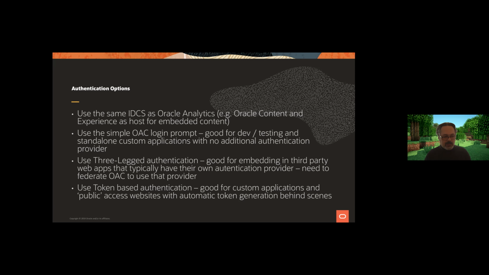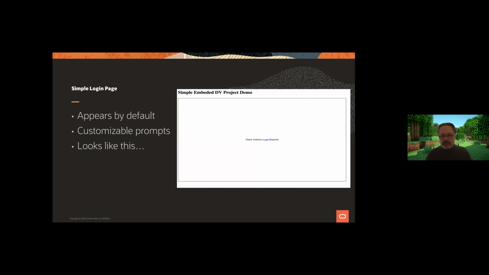All right, so how do these things look? The simple login page appears by default. Like I said, it's useful if you're doing demos or if you're doing development and testing, and you haven't yet wired up the authentication mechanism that you'll be using within a production environment. The default prompt is Oracle Analytics login required. Click on login, and then it will give you the login prompt to put in your credentials for OAC. Those prompts are customizable.